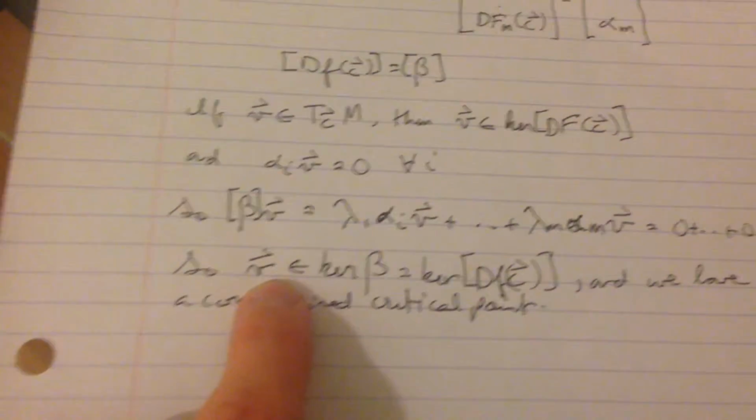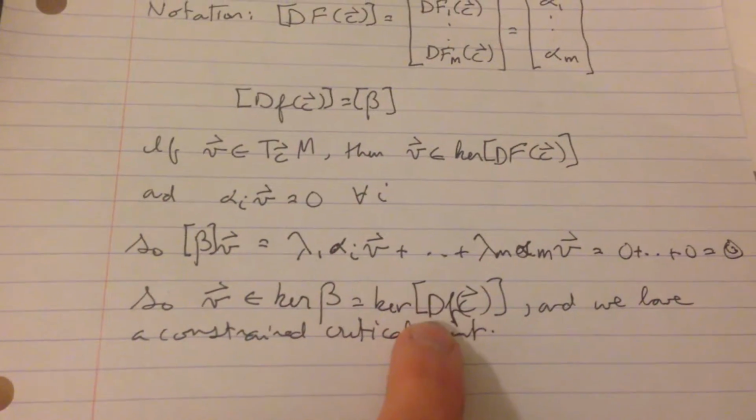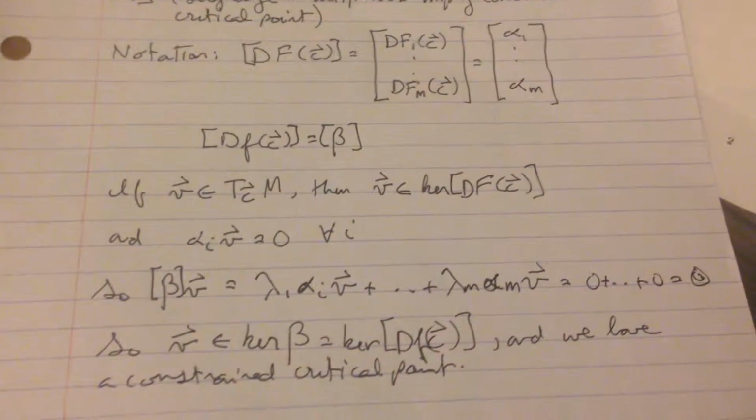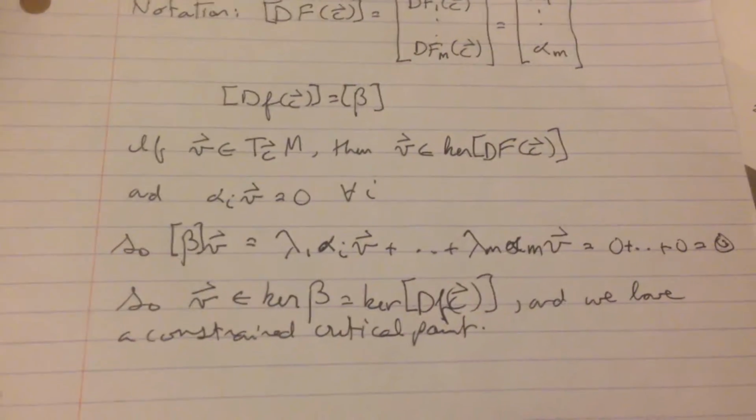So V, the vector, is an element of the kernel of D f sub c. So we have a constrained critical point. So that isn't too hard.